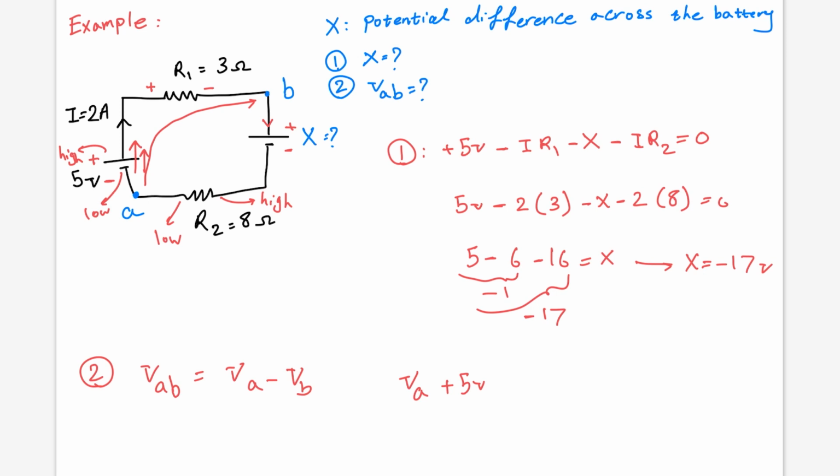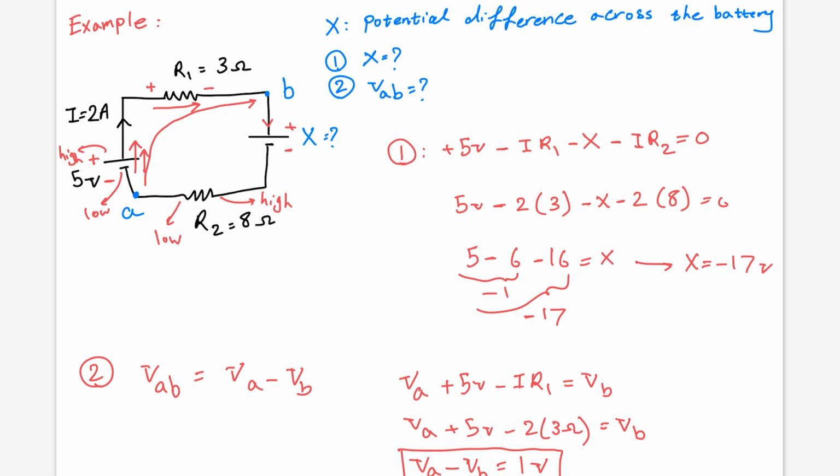And then we will reach the R1 resistor, and we will move from the high potential to the low potential. So as a result, we will have minus IR1. And then we will reach point B. It will be equal to the potential at point B. So if we substitute, we will have VA plus 5 volts minus I. What is I? It is 2 times R1, which is 3 ohms. It will be equal to VB. So if we solve this, VA minus VB will be equal to 1 volt, right? So we solved the second part of the question as well.